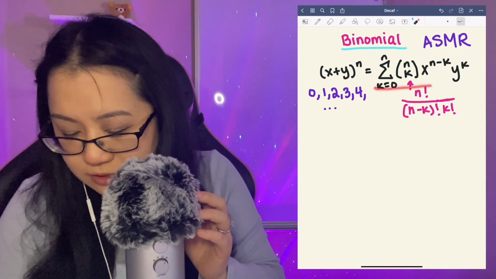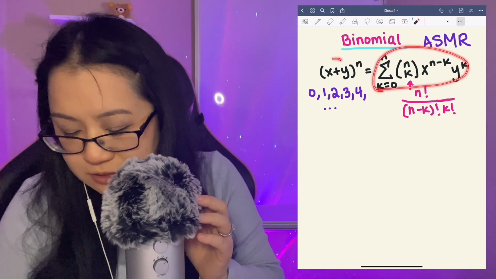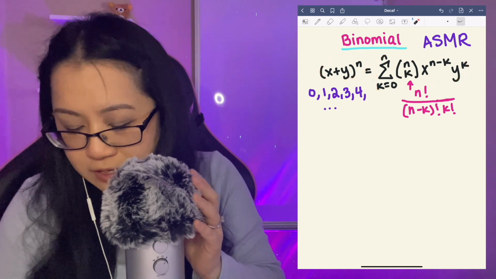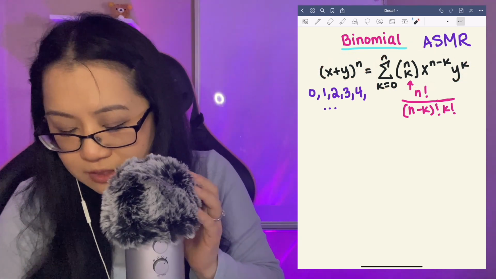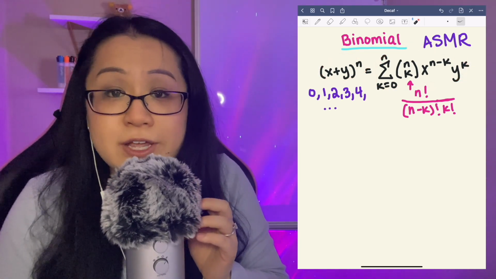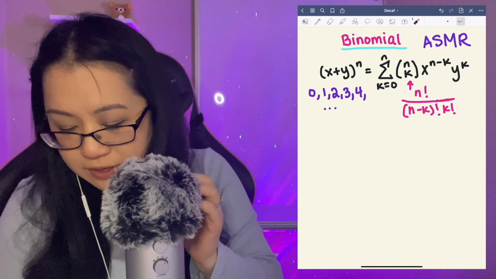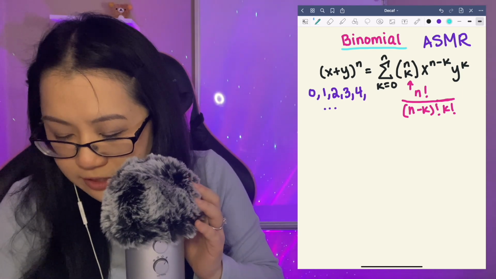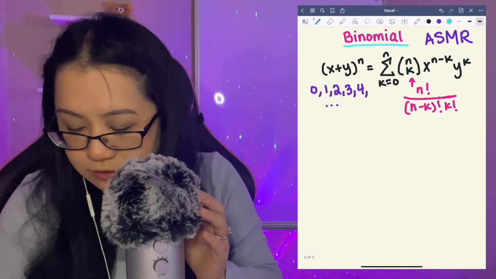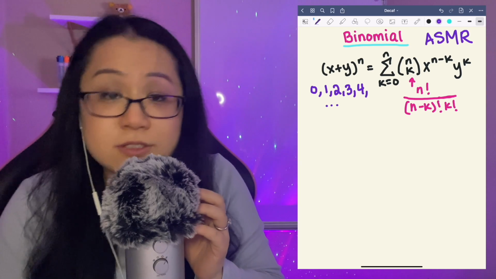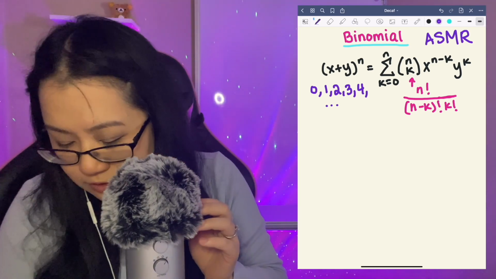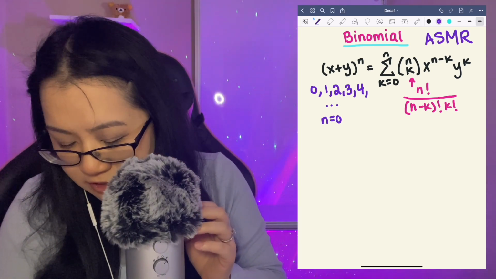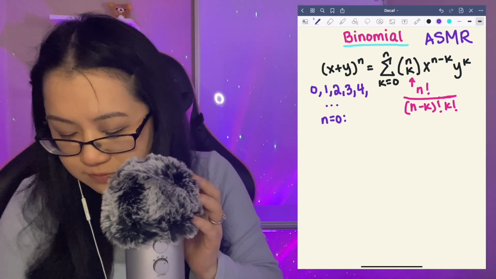So this definition here applies specifically for this form, something plus something to the power of a non-negative integer. Okay, so let's look at a pattern here. First of all, let's see what happens when n equals 0. So this is kind of like our first base case.